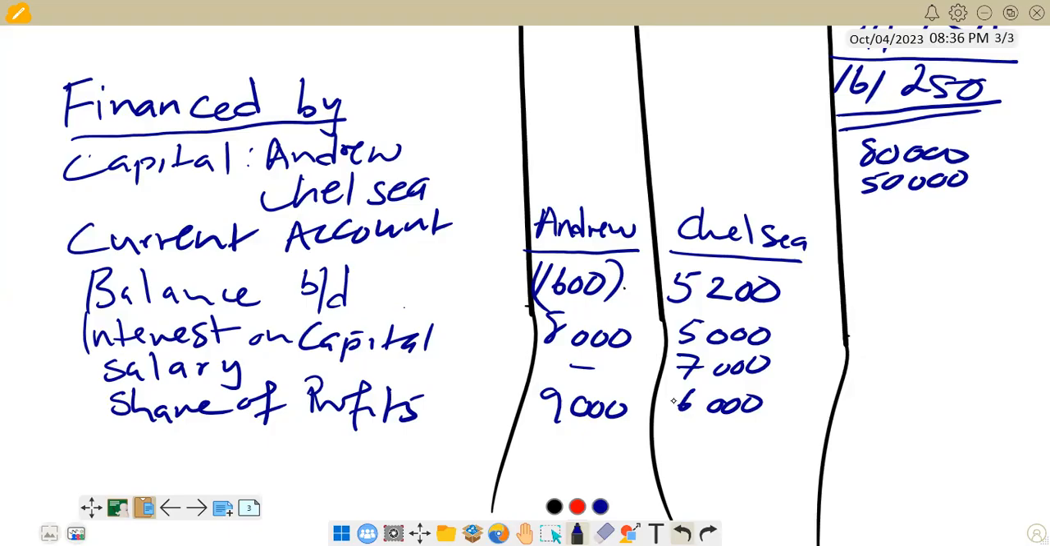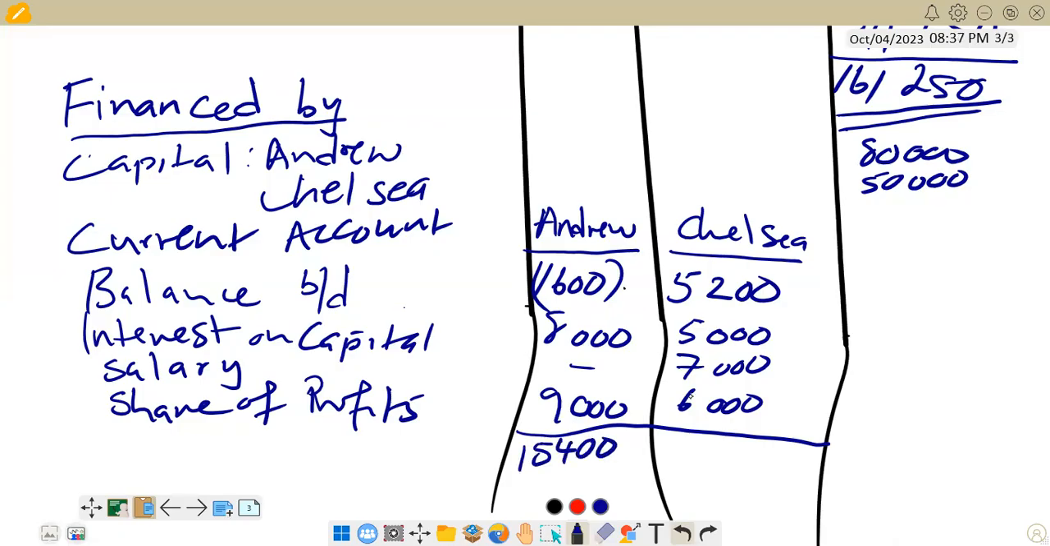And then if you add those, we have exhausted everything in terms of what is supposed to be added there for the current account, opening balance of the current account. So it means we're supposed to add here to get a total. So under Andrew there, we've got negative 1,600 plus 8,000 plus 9,000. If you do that, you are supposed to get 15,400.